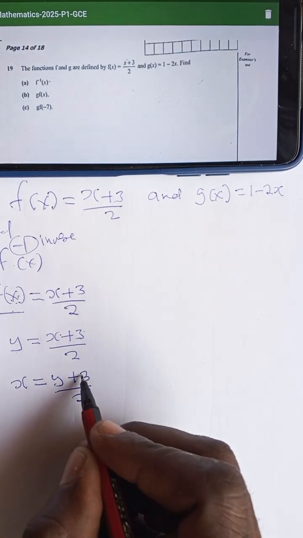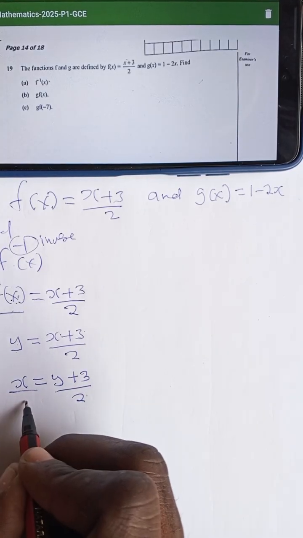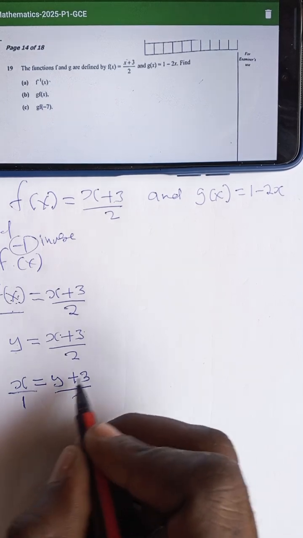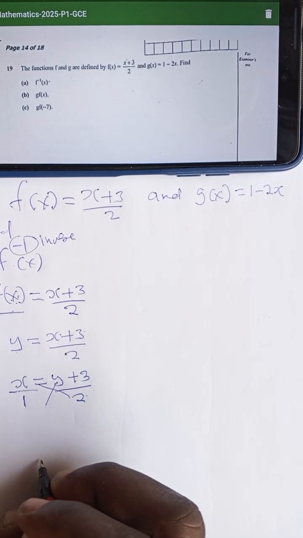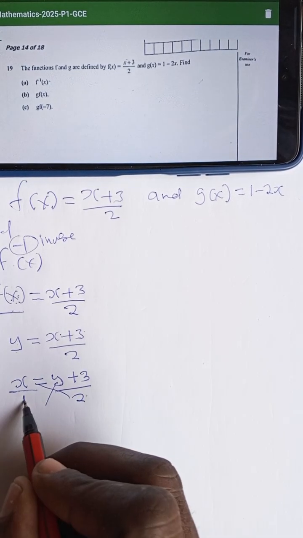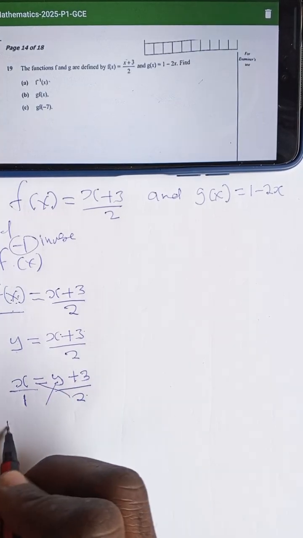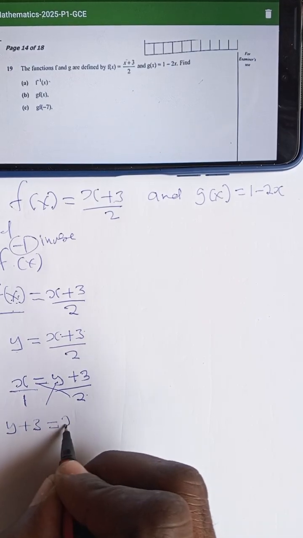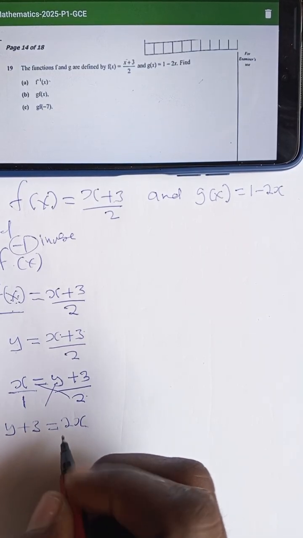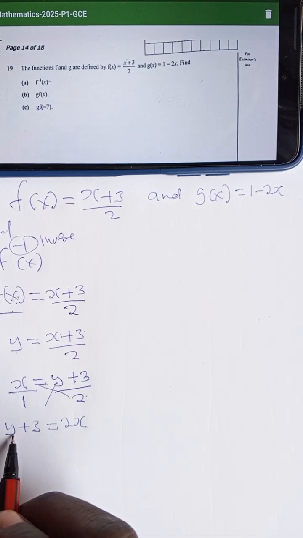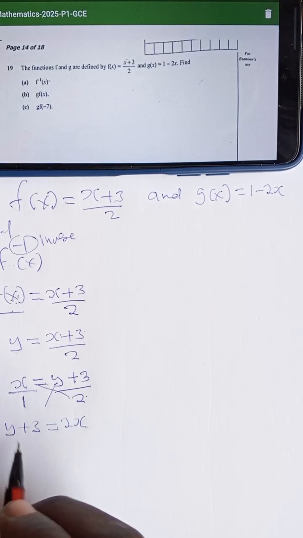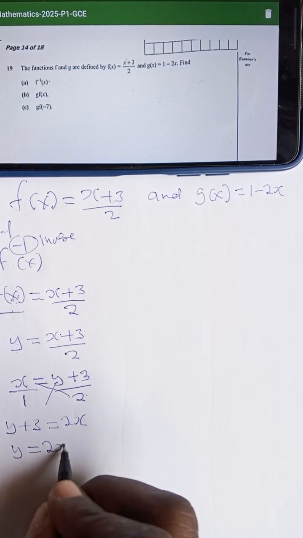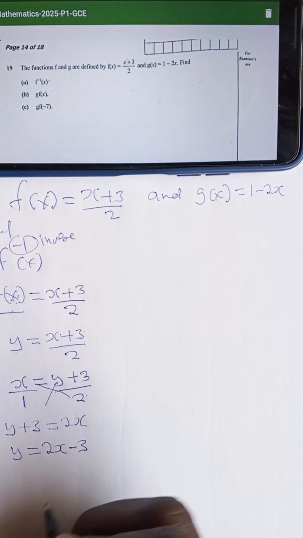So what do we do? As you can see, this is a fraction. We put this side also as a fraction, so we put a 1 to balance the fraction. Then we simply cross multiply so that we can make y the subject. So we have 1 times y plus 3, which is equal to 2 times x, which is 2x. To make y the subject simply means to make y remain alone. So we just shift the 3 to this side, and we have 2x minus 3.